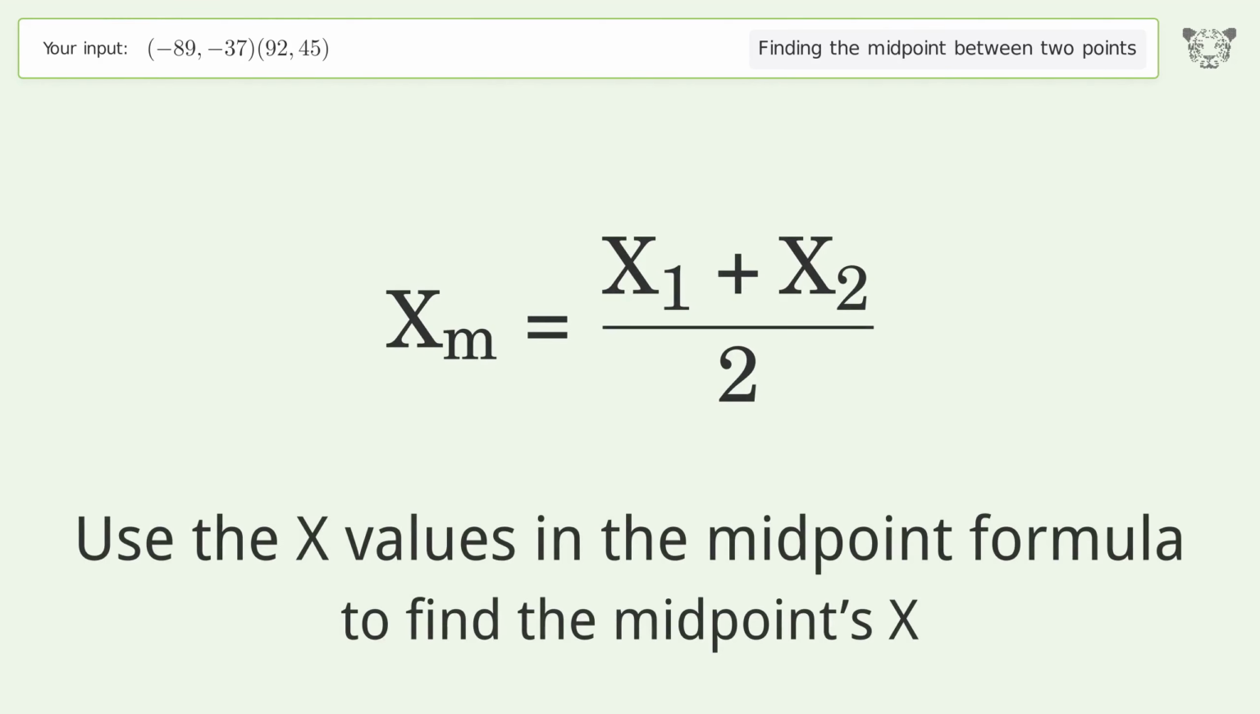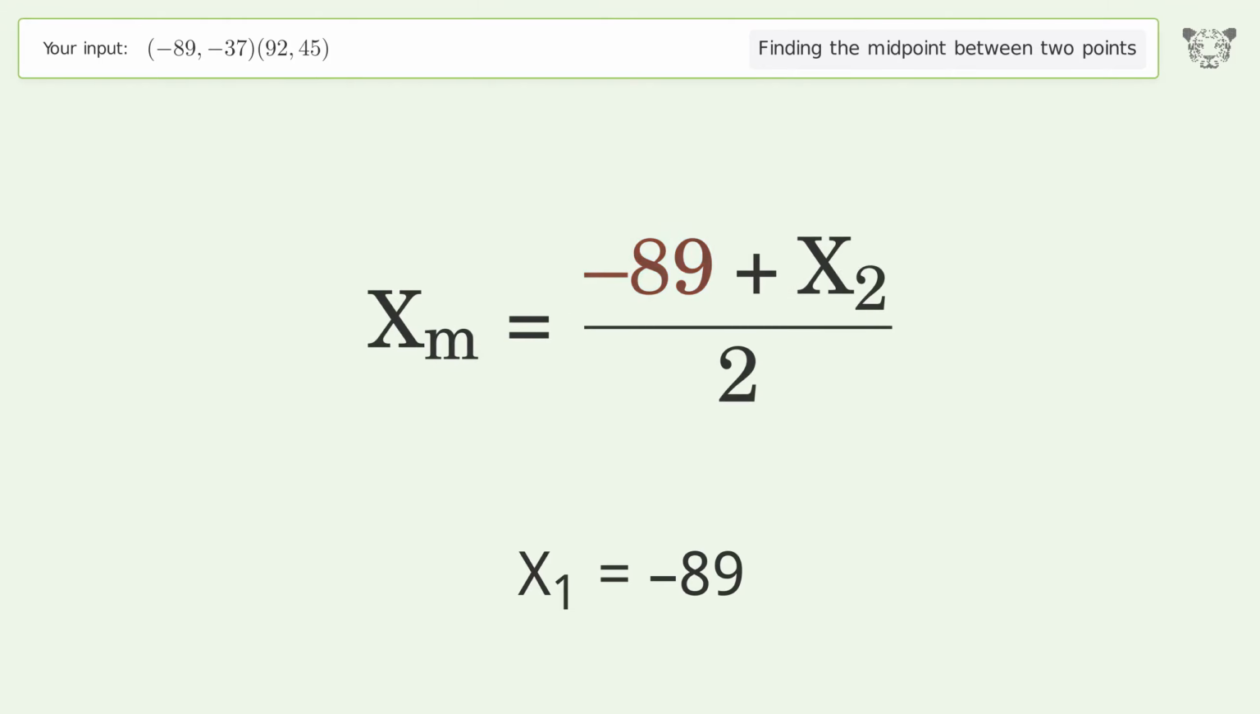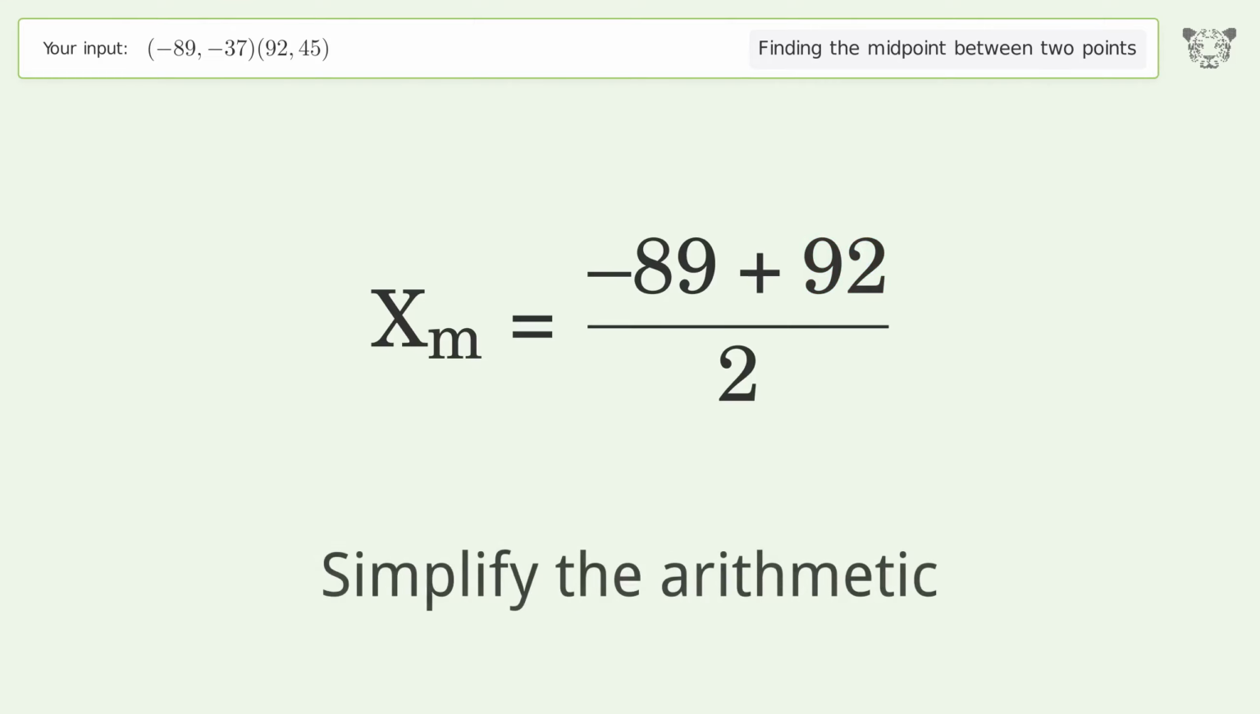Use the x values in the midpoint formula to find the midpoints x. x1 equals -89. x2 equals 92. Simplify the arithmetic.